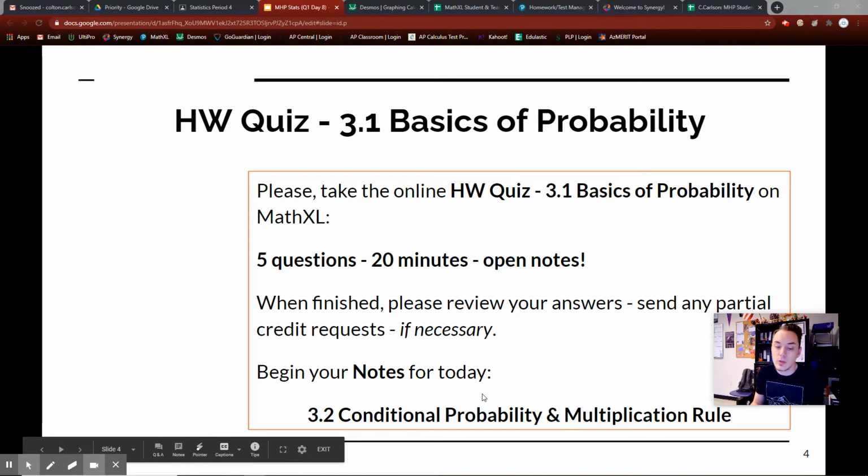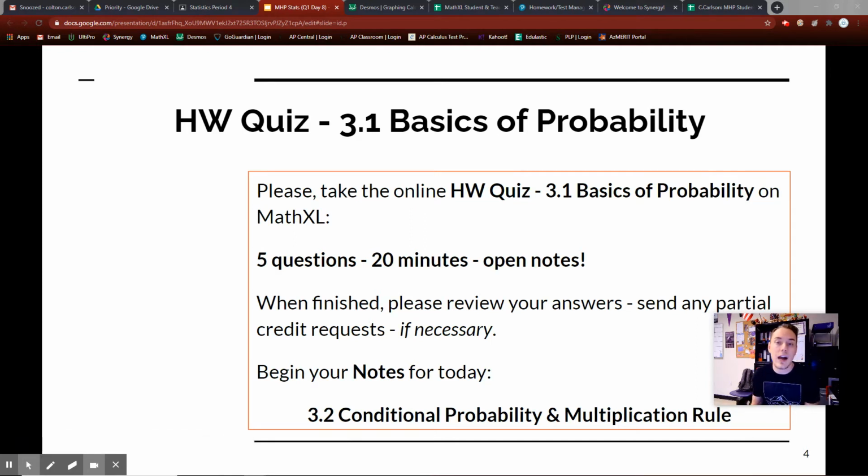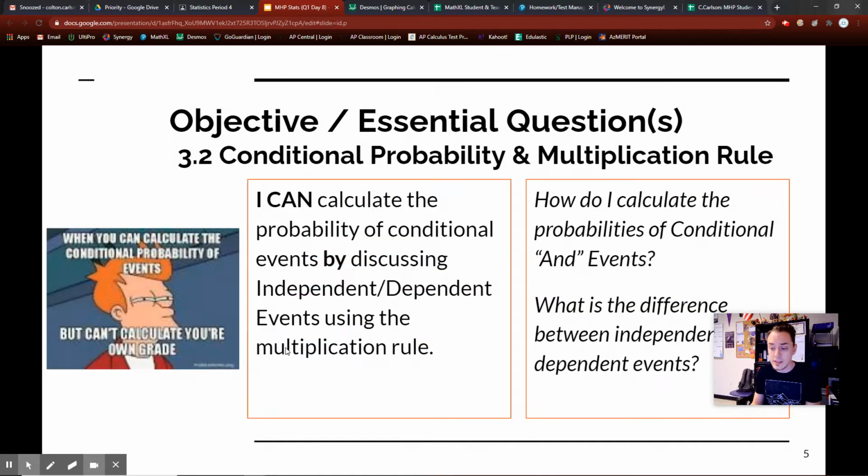It's 3.2 conditional probability and multiplication rule. Again, that's on Google Classroom. Go ahead, print off the notes, the Google Doc, if you need to. Make a copy if you want to do the online stuff, or just print off the key and do the notes by hand. But follow along, please. I'm going to brush through this, but take the homework quiz.